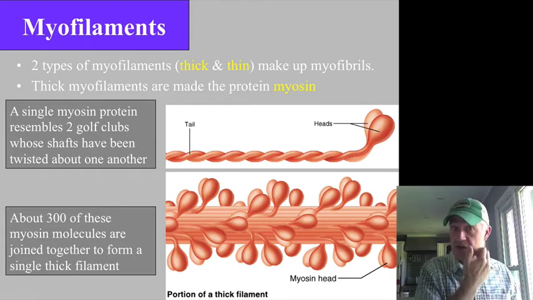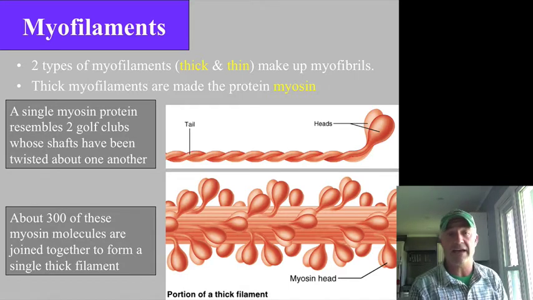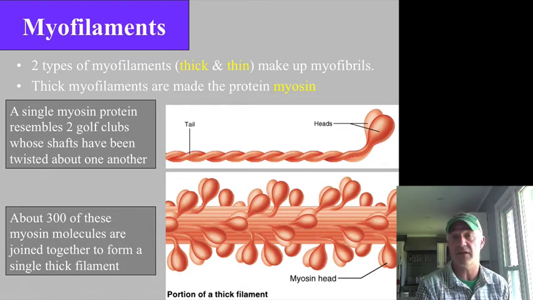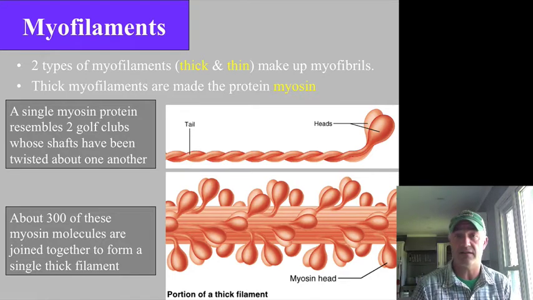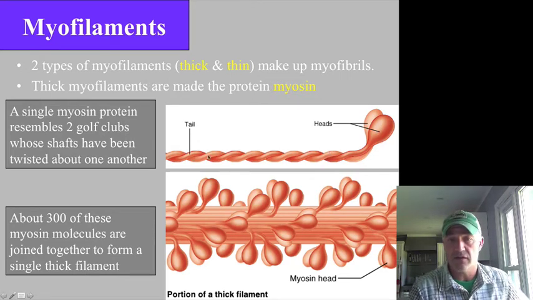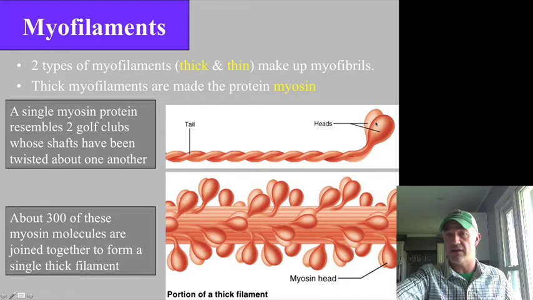When we start talking about the thick myofilaments, these are made up of a protein called myosin. A lot of times we refer to these thick filaments as myosin filaments or myosin fibers. A single protein of myosin looks like somebody was having a really bad day on the golf course and got so mad that they twisted their two clubs around one another. You can see the tail here where it's spiraled around another, and then you have these myosin heads that look like the head of a golf club sticking out on the end.